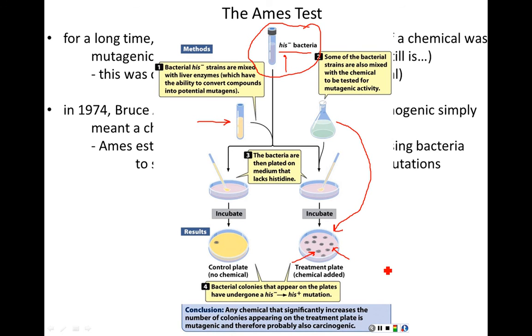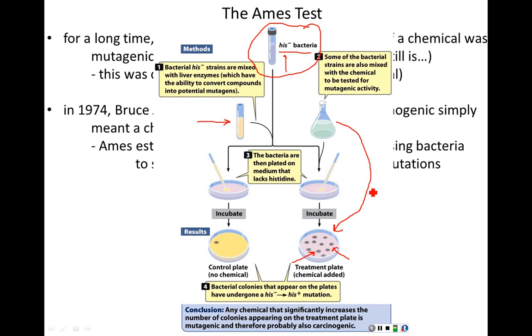They are both examples of reverse mutations that undid the initial His mutation. So these cells can now make their own histidine. That's why they're growing on this plate. They don't need histidine from the plate. They're growing their own. They're making their own histidine. And how are they making their own histidine? They picked up a mutation that allowed them to do that, a suppressor mutation or a reversion mutation that allowed them to make their own histidine.